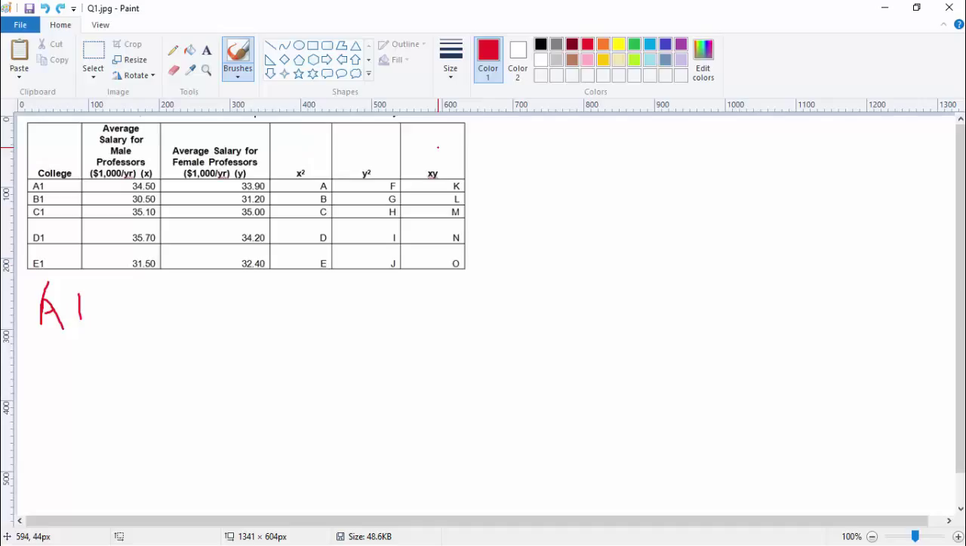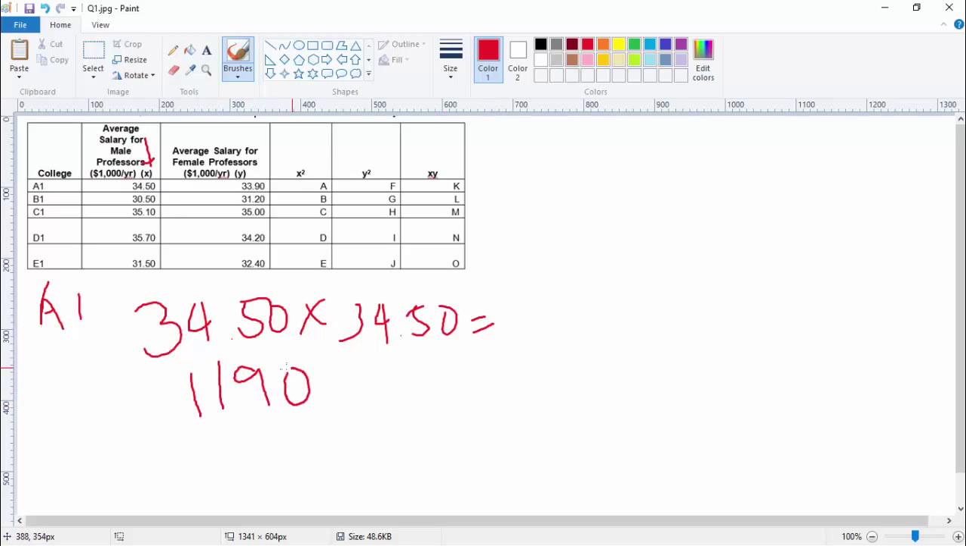So how are we going to get x squared, or cell A? Well, here's x, so what is that going to be? It's going to be 34.50 times 34.50, which equals 1190.3. So that equals A. This one right here, that's what you would do. You would do x squared.